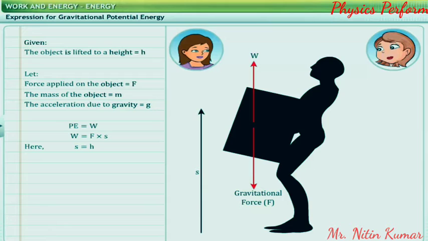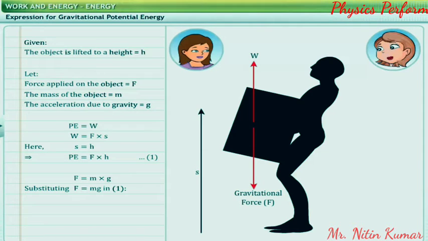We can determine the displacement of the object by measuring the height through which it has been lifted. Now let's determine the applied force on the object. In this case, the applied force on the object equals the weight of the object.